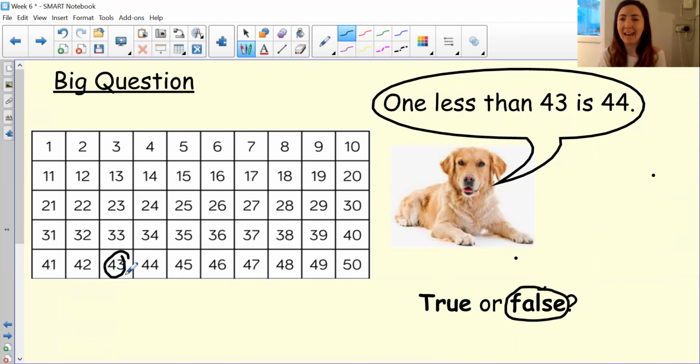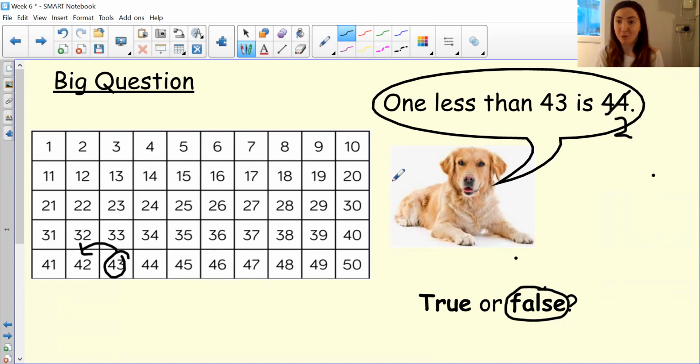And if we're finding 1 less than a number, do we look at the next number or do we look at the number that comes before it? We look at the number that comes before it. So 1 less than 43 is actually 42. So what did Stevie do then? What did Stevie get wrong? She found 1 more than 43. She found 1 more than 43 is 44.